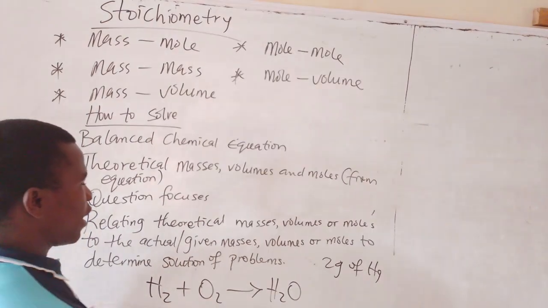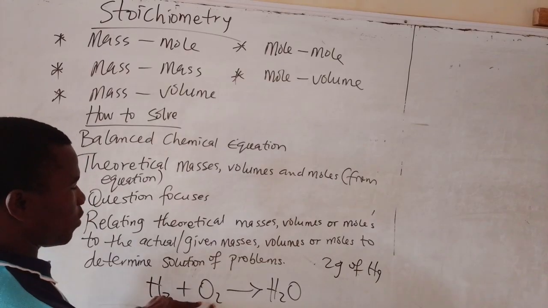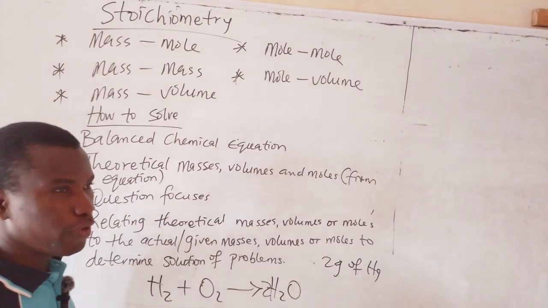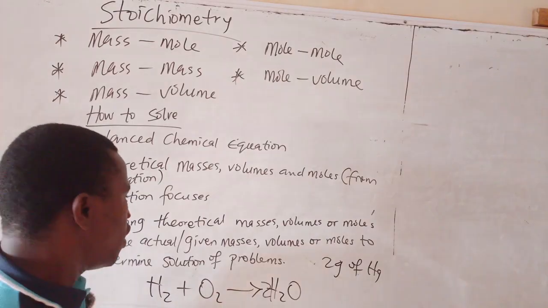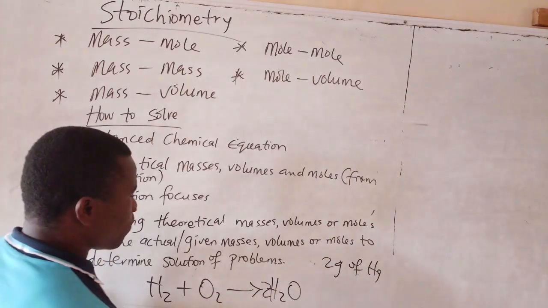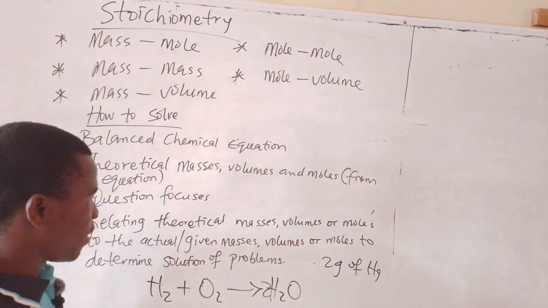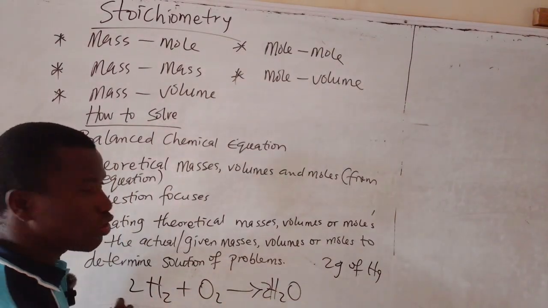The equation here is not balanced. In balancing the equation, this is 2 hydrogen, this is 2 hydrogen, but the oxygen here is 2, so to balance the equation, we need 2. In my next video, I'm going to teach you how to balance a chemical equation. The hydrogen is 4 here, so we need a 2 here.